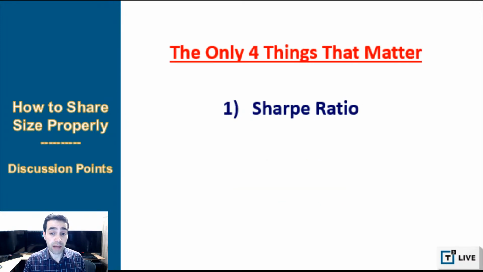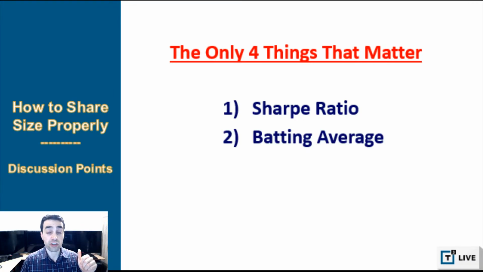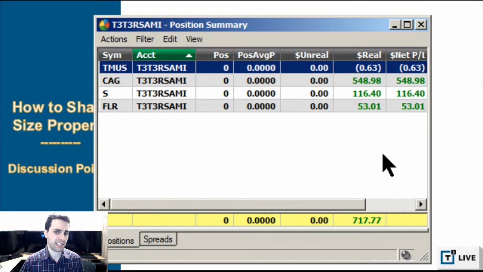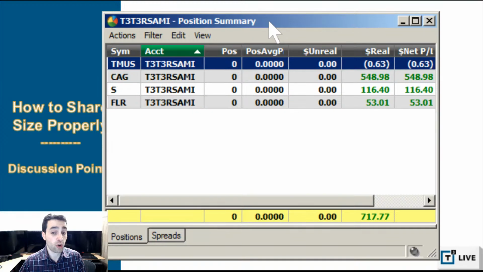So the only four things that matter. First, your reward to risk, as is often known, the Sharpe ratio. That's the first thing that matters in trading. The second thing is your batting average. The formula for it is the number of winning trades divided by the total number of trades. So if this was a loss, say a $500 loss, it doesn't matter. It would be 3 divided by 4, or a 75% batting average.